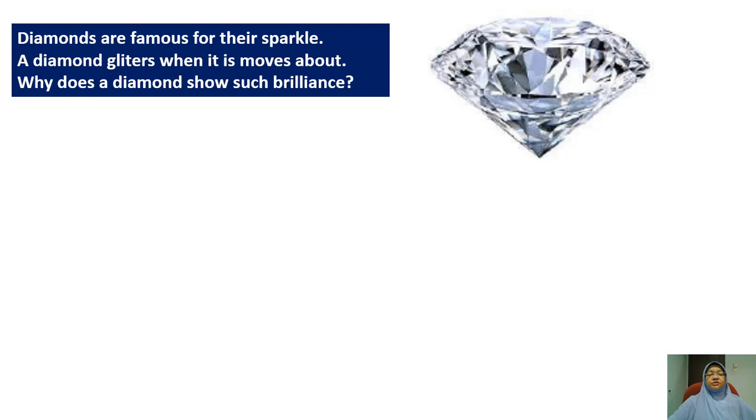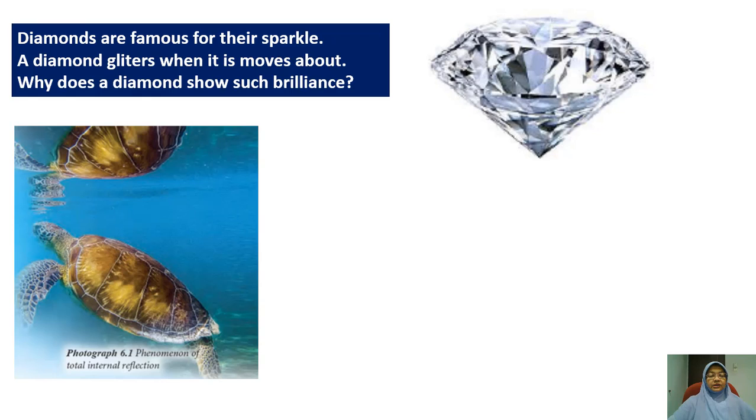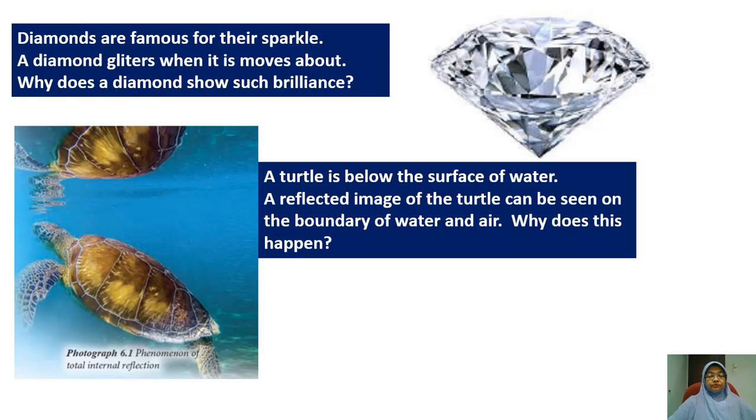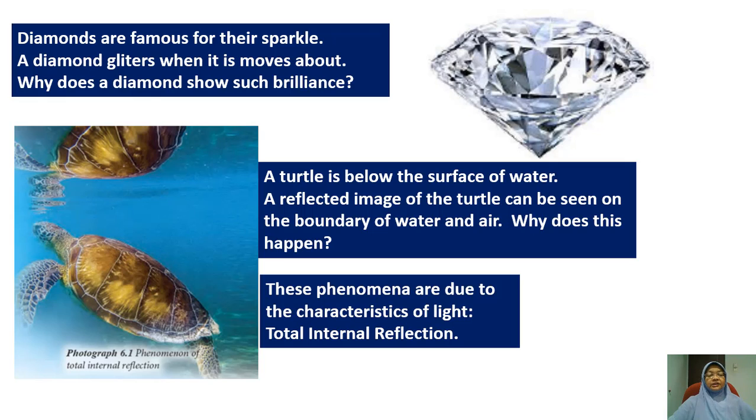So diamonds are famous for their sparkle. A diamond glitters when it is moved about. Why does a diamond show such brilliance? A turtle is below the surface of water. A reflected image of the turtle can be seen on the boundary of water and air. Why does this happen? These phenomena are due to the characteristic of light, total internal reflection.